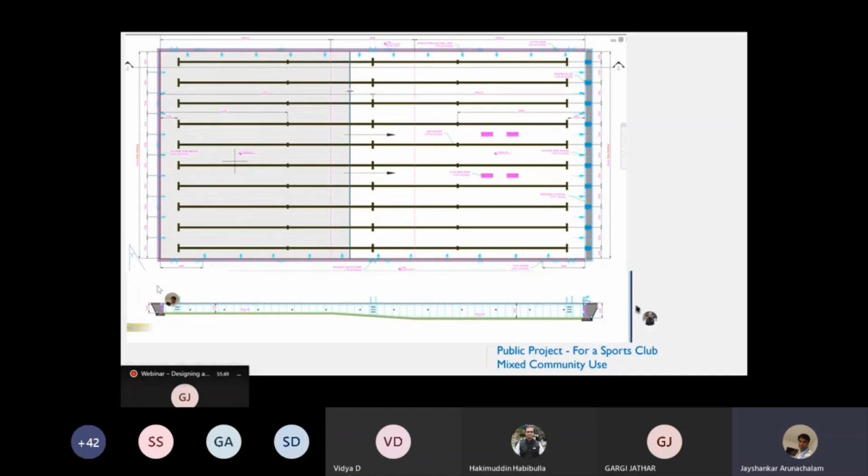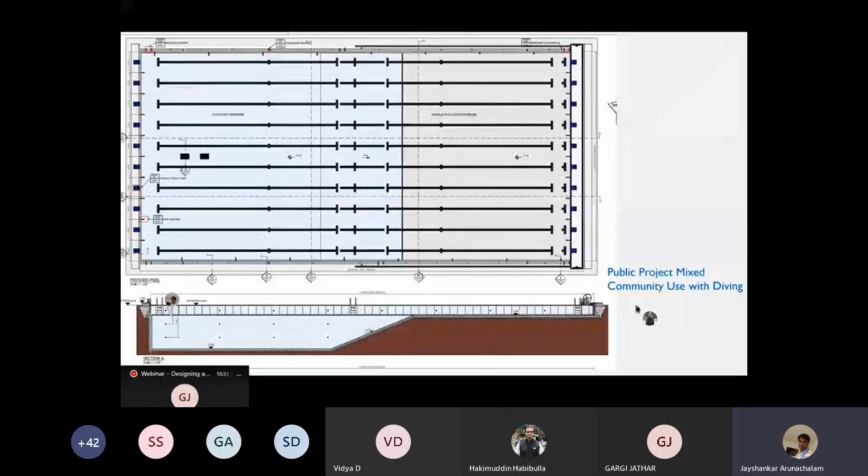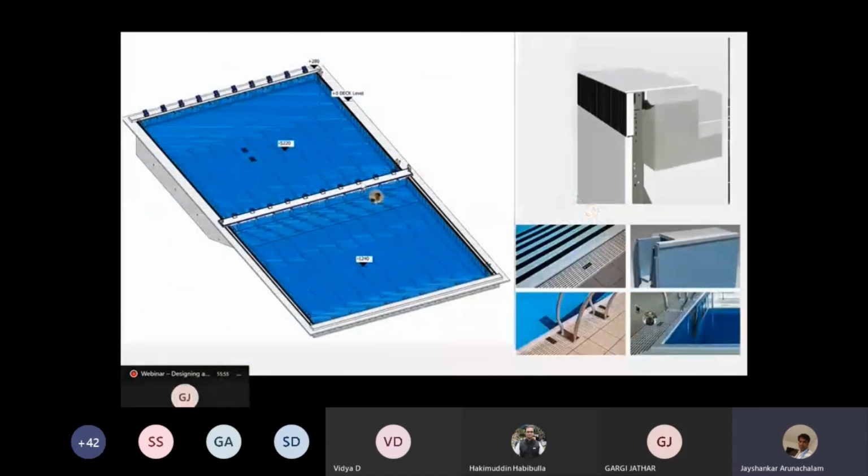Even in the previous one, diving is not possible unless there's a bulkhead here. When the bulkhead comes in here, diving is possible on both these sides. When I mean diving, it is to start from the starting block. So I want to correct that: diving doesn't mean diving from the top. Diving actually means to dive in to start your swimming. So this is possible in these two regions when the bulkhead is moved into the center.